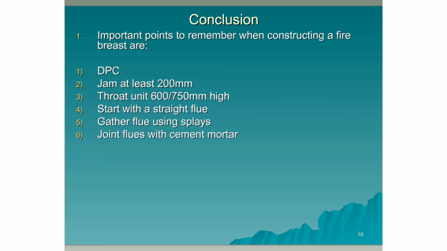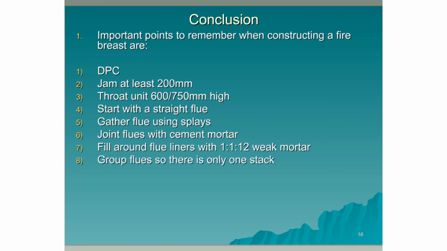Joint the flues with cement mortar. Fill around flue liners with a weak mix of mortar, which is 1:1:12. Group the flues so there is only one stack. Use 100 mm mid-feather, or 200 mm for separate houses.